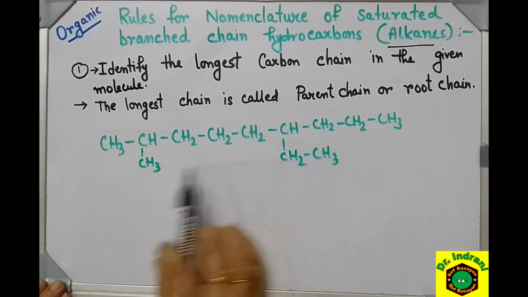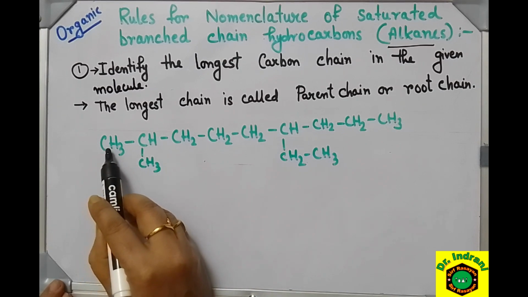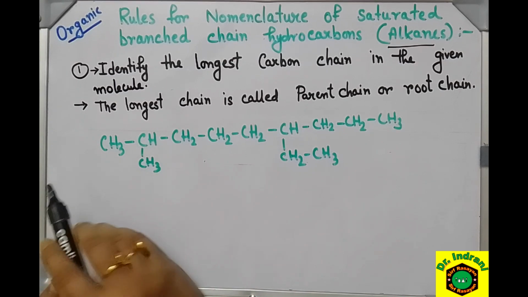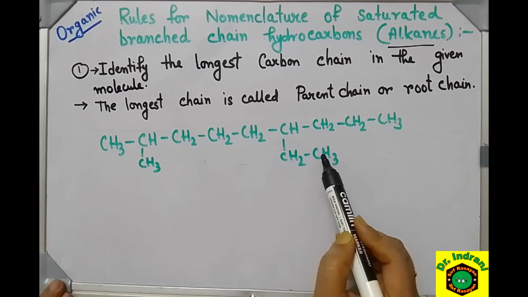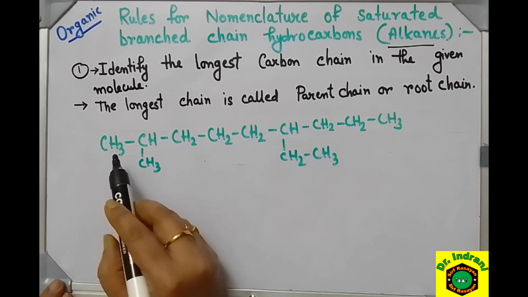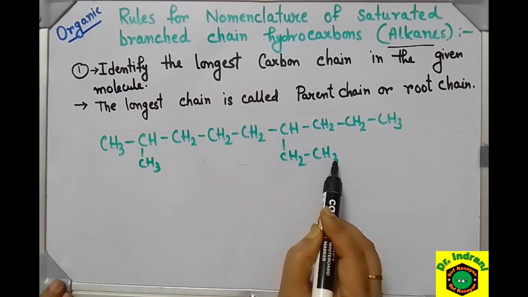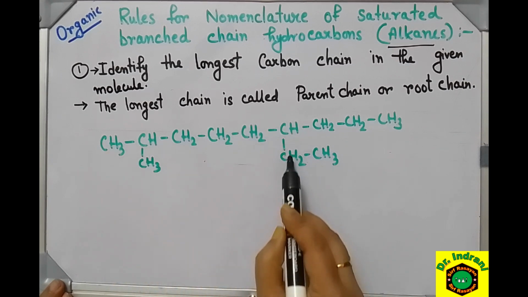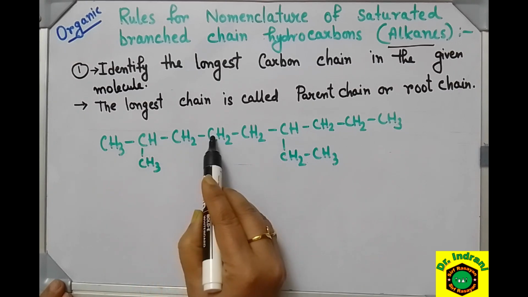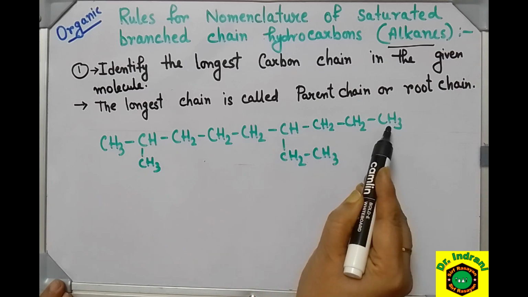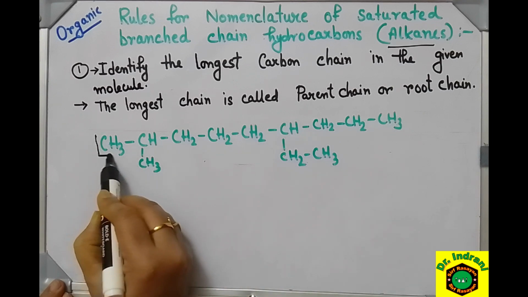Now see in this molecule, how many chains are possible? One small chain you can see here containing 1, 2, 3 carbon atoms. Another chain has 1, 2, 3, 4, 5, 6 carbon atoms. Another chain has 1, 2, 3, 4, 5, 6, 7, 8 carbon atoms. And another chain contains 1, 2, 3, 4, 5, 6, 7, 8, 9 carbon atoms. So this is the longest carbon chain.